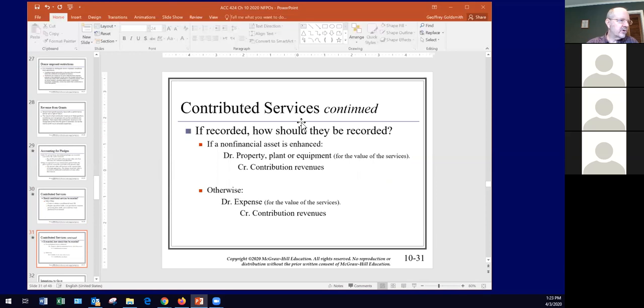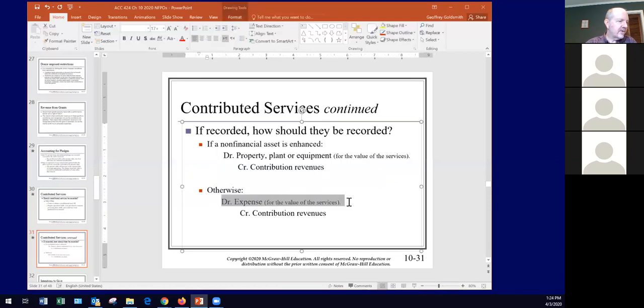So if they're recorded, how should they be recorded? If it's a non-financial asset, debit property, plant, or equipment for the value of the services, and credit contribution revenues. Otherwise, debit expense for the value of the services and credit contribution revenues.